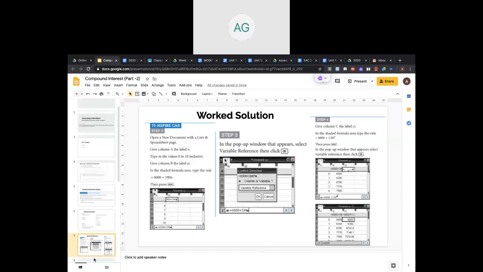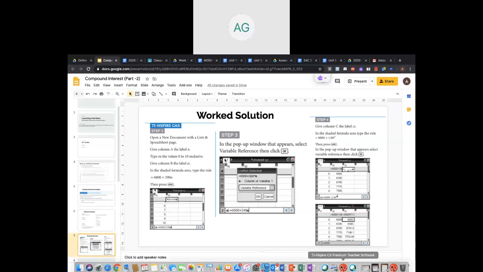So now you need to go to your CAS calculator. All these steps are from your textbook. So I will show on the CAS here as well.